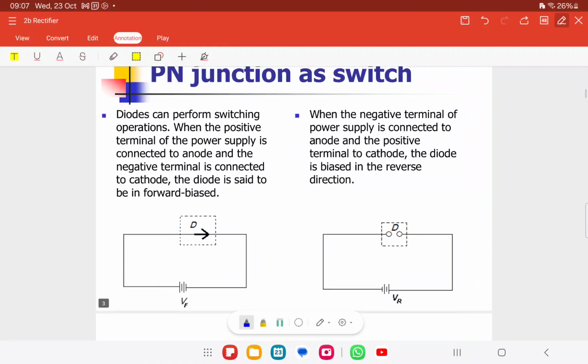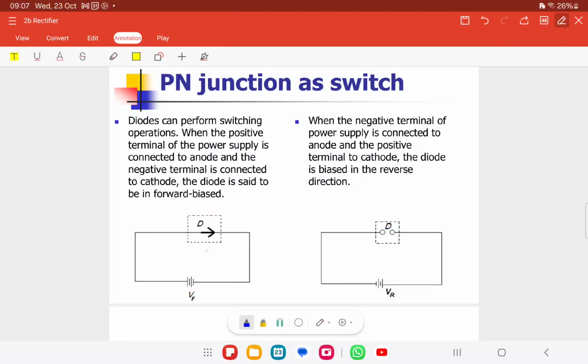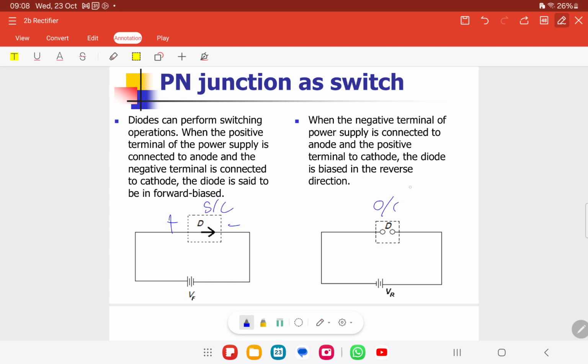Okay, this is the PN junction as a switch. Just to show we have the anode and cathode. Okay, this one is closed circuit, open circuit. Or this one is reverse bias, I equals 0. Okay.